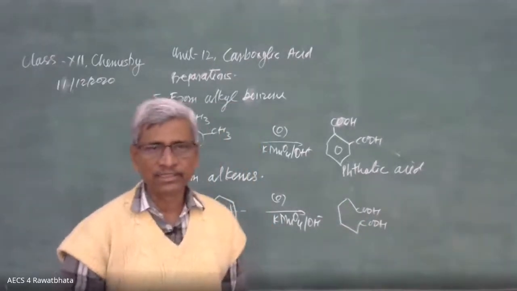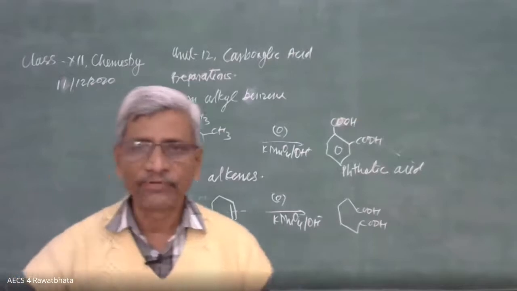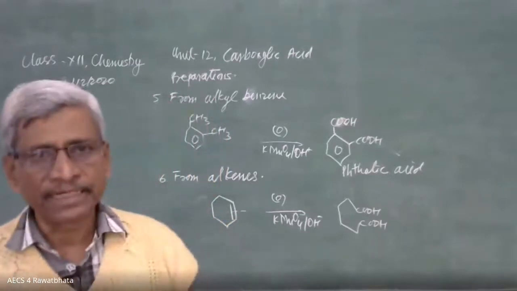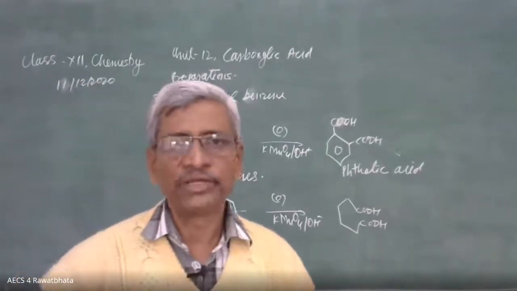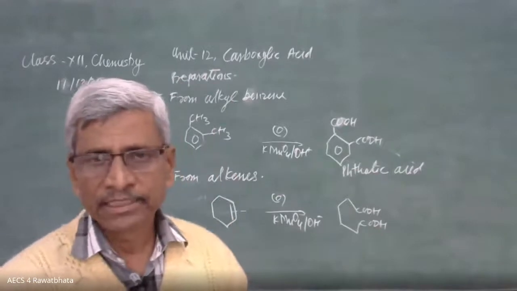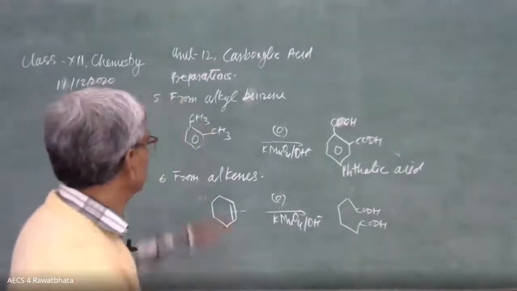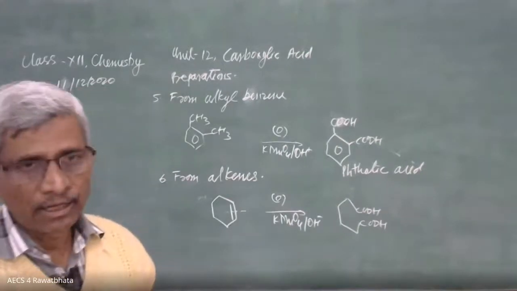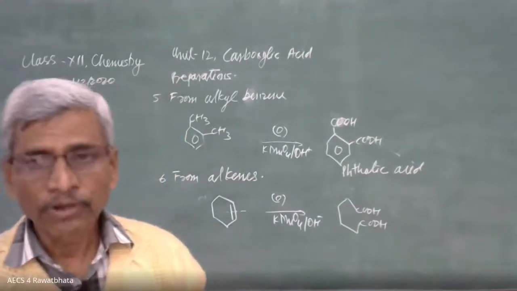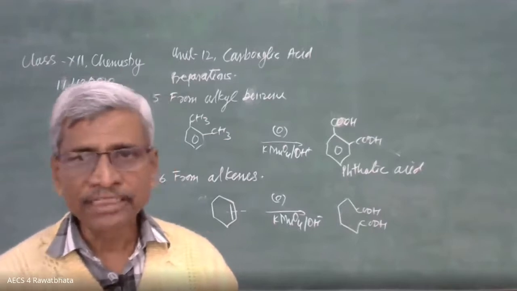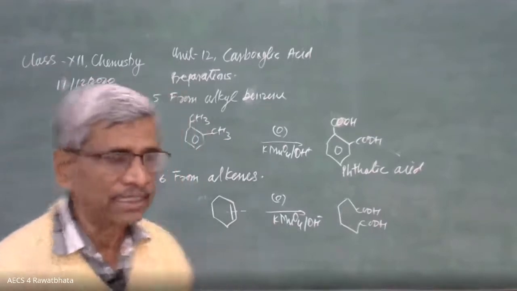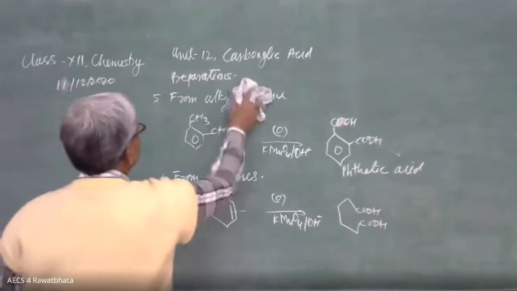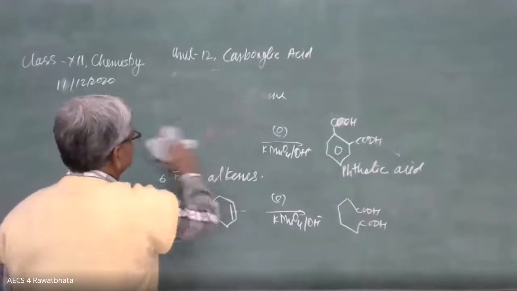Hexane 1,6-dioic acid is the final product, or it may be written in a straight way. A straight line we can also use to write this. So this is the conversion of alkenes into the corresponding carboxylic acid. These are the various methods to prepare carboxylic acids. We have discussed so many methods of preparation.